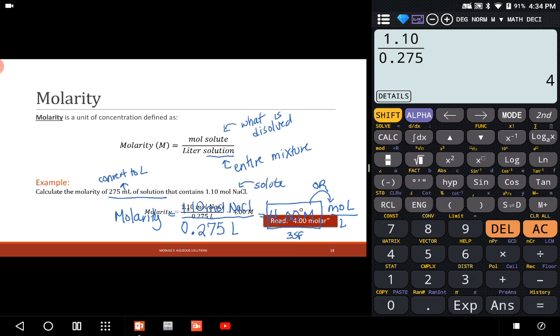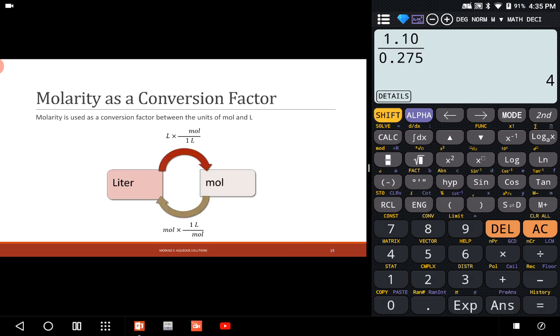When we read that output, it's not read 4.00 M, it's read 4.00 molar. So like the back teeth in your mouth are molars. That's how we pronounce that word.